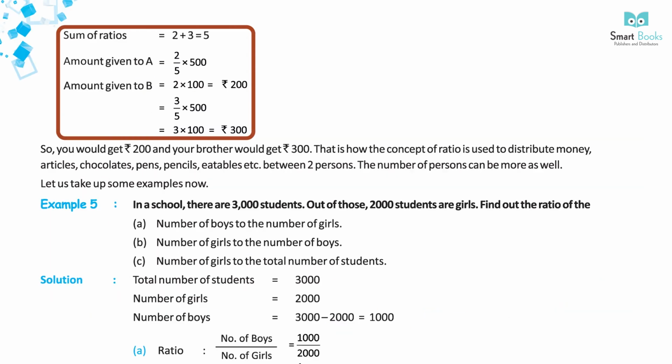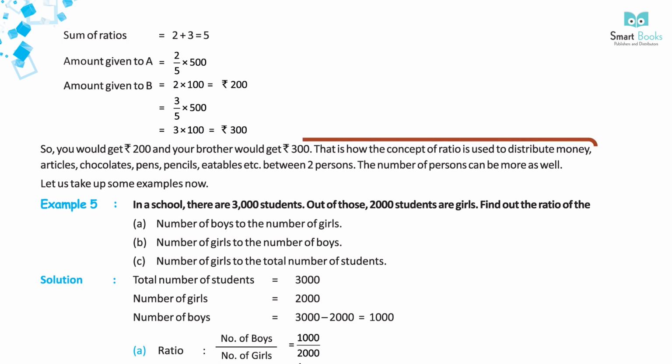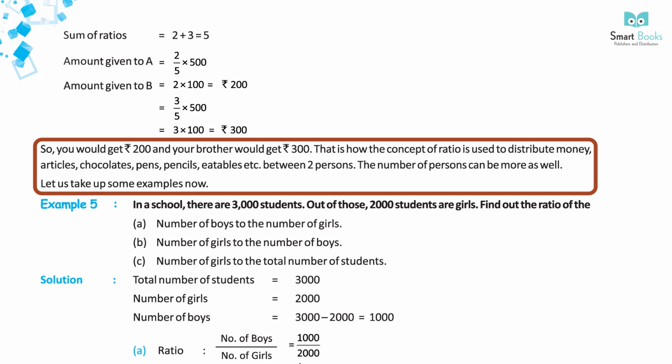Sum of ratios equals 2 plus 3 equals 5. Amount given to A equals 2 upon 5 into 500, equals 2 into 100, equals rupees 200. Amount given to B equals 3 upon 5 into 500, equals 3 into 100, equals rupees 300. So you would get rupees 200 and your brother would get rupees 300. That is how the concept of ratio is used to distribute money, articles, chocolates, pens, pencils, eatables, etc. between two persons. The number of persons can be more as well.